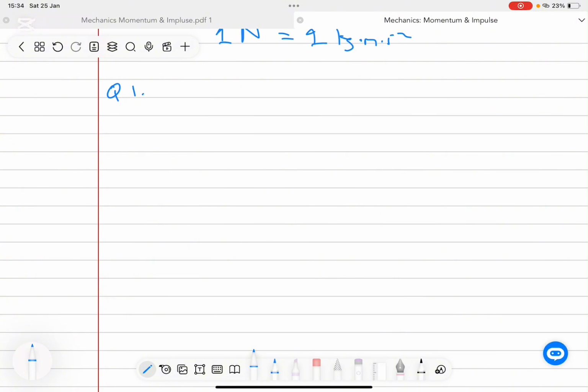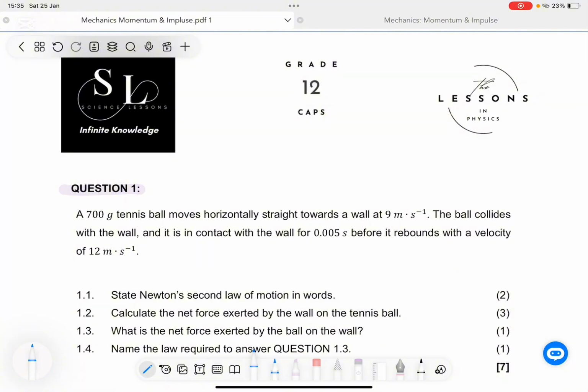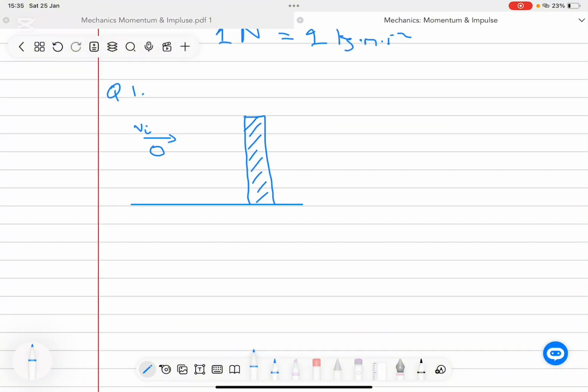Now we are on question 1. And we are saying here that we have a wall like this, and there is a ball that moves towards this wall with an initial velocity of 9 meters per second.